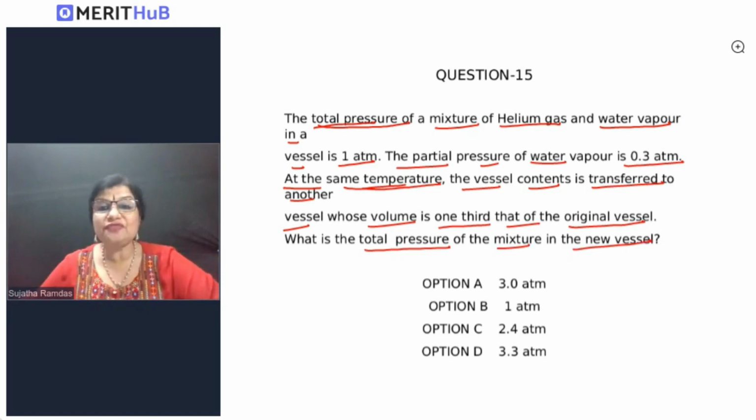You are provided with 4 options. Any one of these 4 options would be the right answer. So this question will appear in section A of your exam paper. All right, let's understand this question.